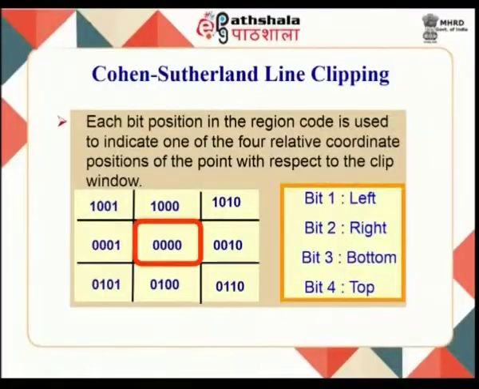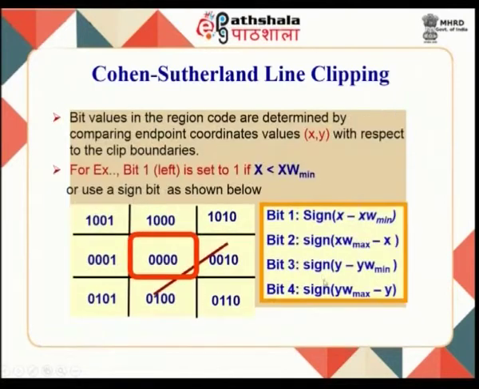So, how do we compute region codes for the endpoints of a line? Again, this is the central region. Each bit position in the region code is used to indicate one of the 4 relative coordinate positions of the point with respect to the clip window. Bit 1 left, bit 2 right, bit 3 bottom, bit 4 top. Now, given an endpoint of the form x comma y, the line has two endpoints; take one endpoint x comma y and take the x coordinate.